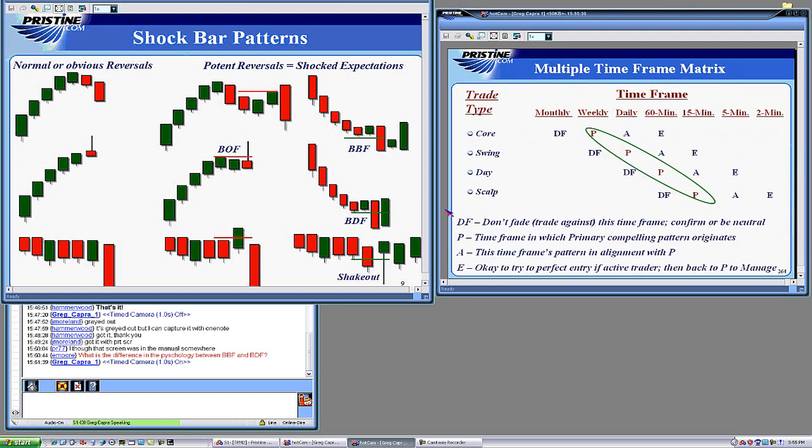The matrix here on this next slide says don't fade the time frame above the one that you trade in. This is a simple rule, and we've been discussing this over the last couple of days: you get your bias from a higher time frame, and you look for that lower time frame to be in alignment with that. So if they're in alignment, then it's okay to move down to smaller time frames for alternate entries, to add to positions, possibly manage.